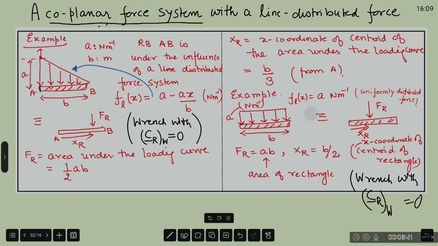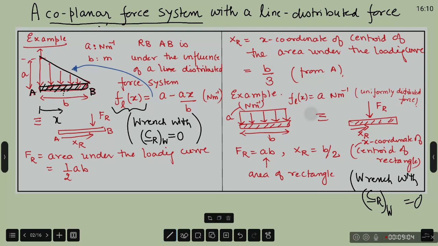In the first example, I have an RB on which there is a line distributed force acting, and this line distributed force can be represented by this function, which we call F subscript L, where L stands for line, and it is a function of x. What is x? x is the distance of a point on the RB from point A.